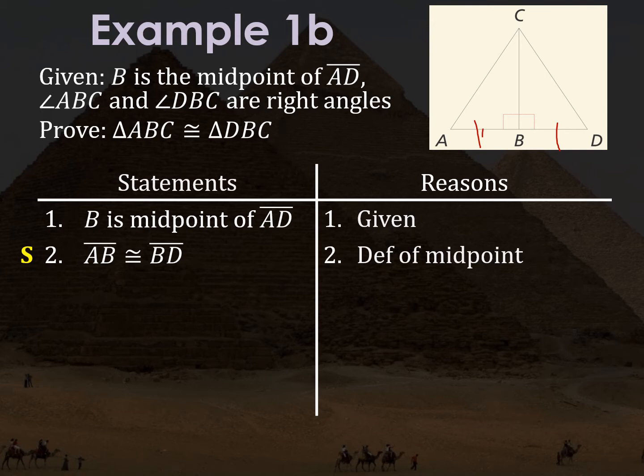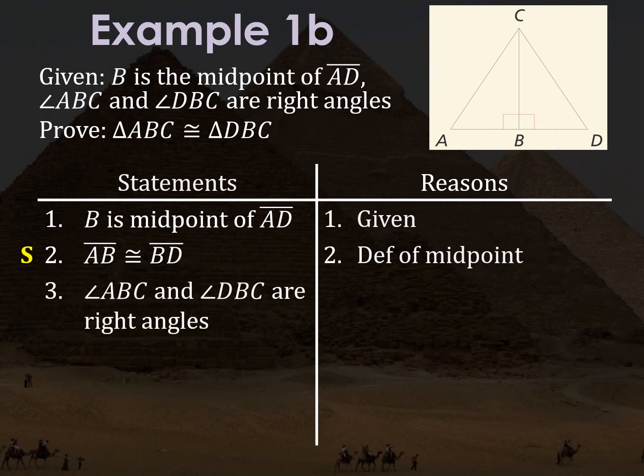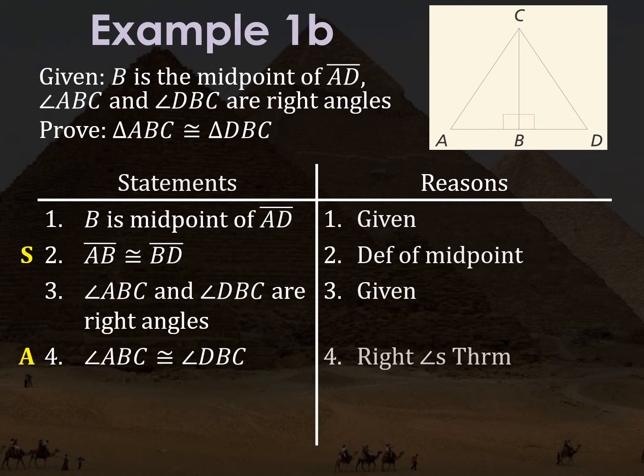Now we have our first side. Statement 3, angles ABC and DBC are right angles. And that's a given statement. Statement 4, angle ABC is congruent to angle DBC. And that is because of what's called the right angles theorem. This basically says that all right angles are congruent. So since ABC and DBC are both right angles, they have to be congruent to each other. So now we have a side and we have an angle. Now we need to find a second side that we can say is congruent.